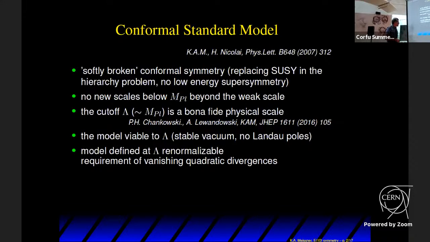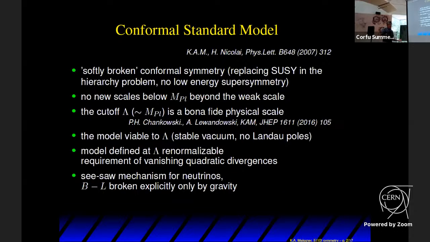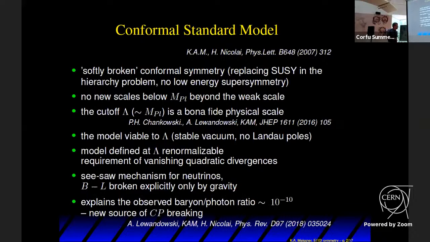The model is defined at lambda, at the Planck scale, and it is renormalizable there, and we require vanishing of quadratic divergences. That gives us two more constraints, which is important. And the seesaw mechanism for neutrinos: we have right chiral neutrinos, of course, and B minus L is broken spontaneously, but explicitly only by gravity. And that's another requirement, that it explains the observed baryon to photon ratio.